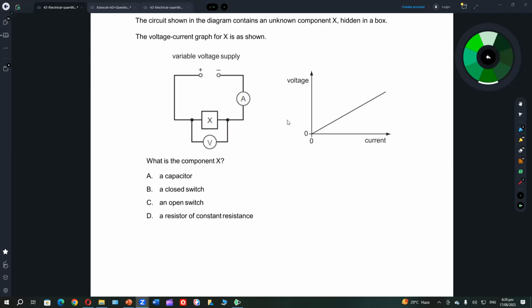The circuit shown in the diagram contains an unknown component X hidden in a box. The voltage-current graph for X is as shown. What is the component X? Line is straight. Okay. When you draw a voltage against current graph, the gradient is resistance.